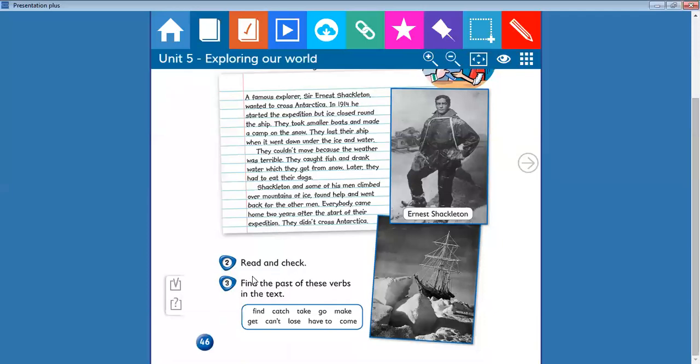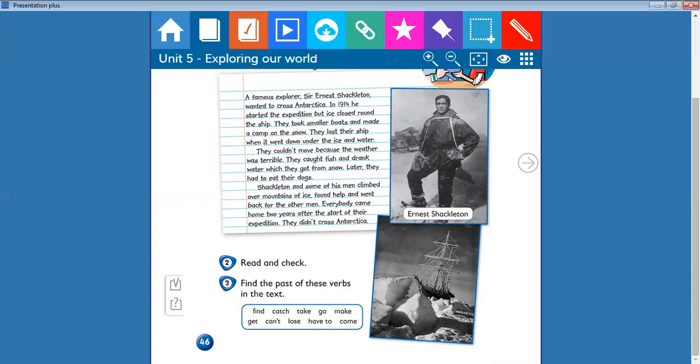Okay. Find the past of these verbs in the text. Find, catch, take, go, make, get, can't, lose, have to, and can. So we have to find these verbs in the past. So these are irregular verbs. Be careful. They are irregular verbs, so they can't take the ed mark at the end for the simple past. We have different words in the text here, so we are going to find them together in the meeting.